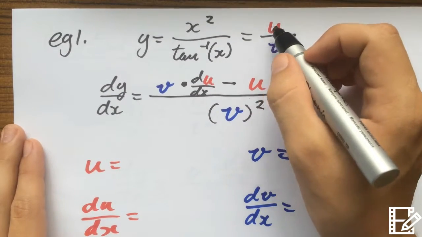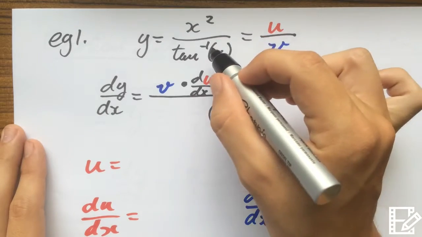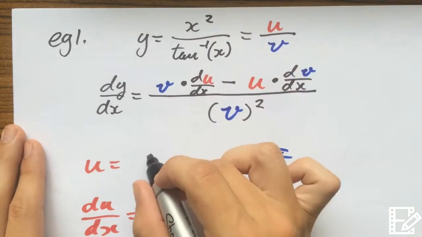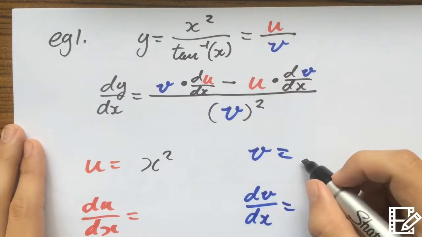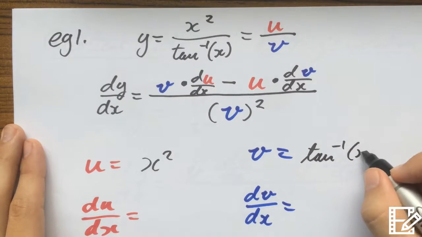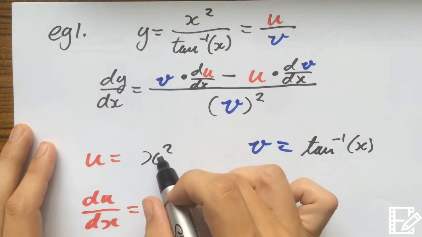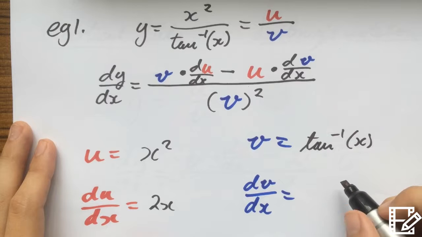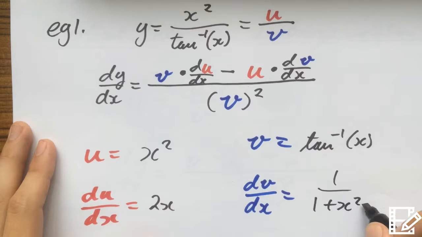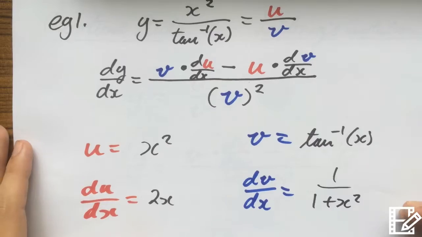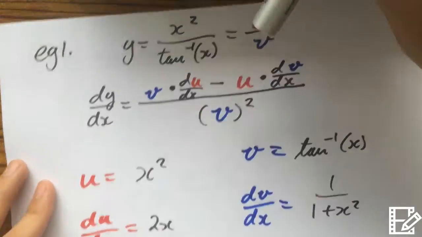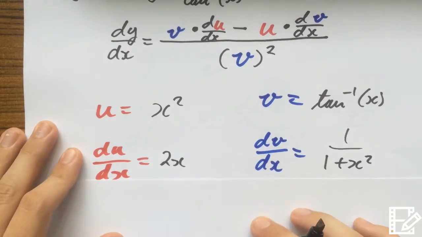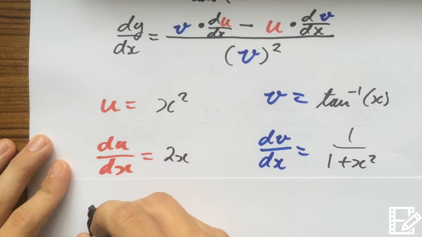Therefore, we're going to call u x squared because it's on top, and we're going to call v the inverse tangent of x. So u we'll say is x squared, and we'll say v is the inverse tangent of x. Okay, so the derivative of x squared is 2x, and the derivative of the inverse tangent of x is 1 over 1 plus x squared. So what we're going to do now is fill it out because we have all the info in order to complete this.